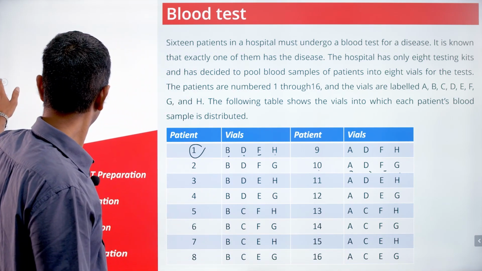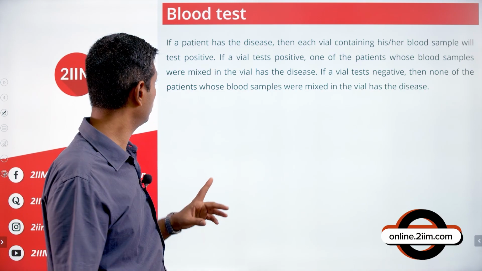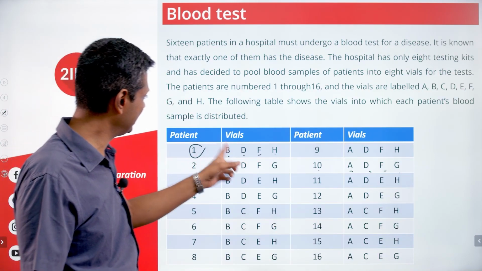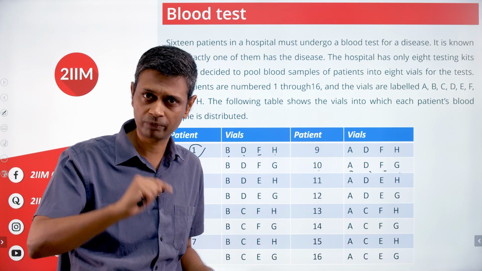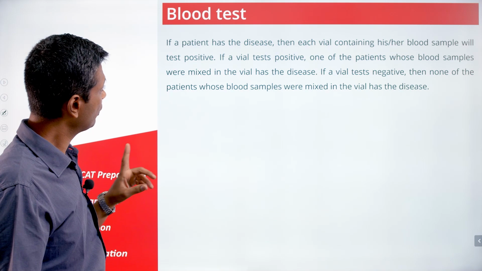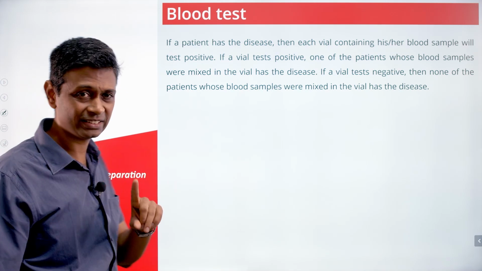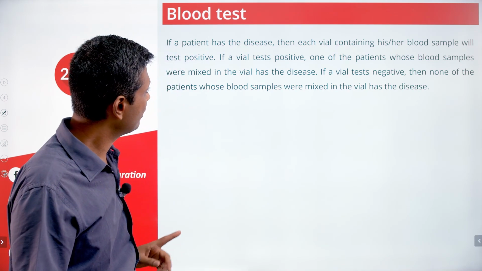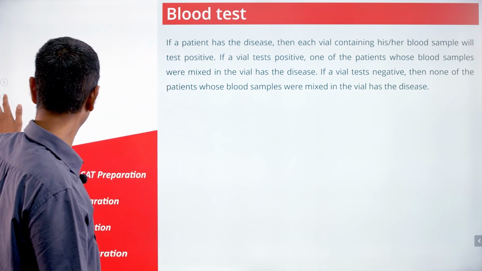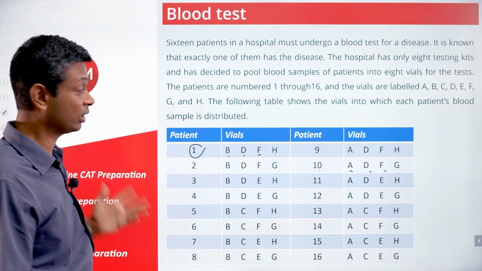If a patient has the disease, then each vial containing her blood sample will test positive. And so if patient 1 has the disease, B, D, F and H, all 4 will be positive. If a vial tests positive, one of the patients whose blood samples were mixed in the vial has the disease. If a vial tests negative, then none of the patients whose blood samples were in it has the disease. So I can say the negative test is more powerful than the positive test.